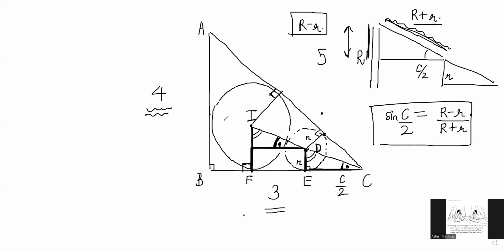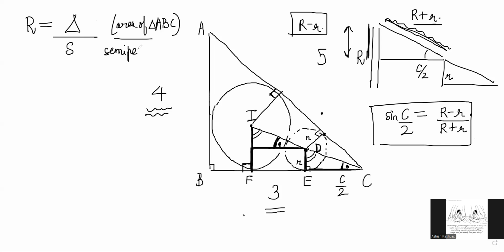Now using your concepts of properties of triangles, you should realize that in circle radius, capital R, would be equal to del by S, where del is the area of triangle ABC and S is the semi-perimeter of triangle ABC. That will give us the in radius of triangle ABC, right?